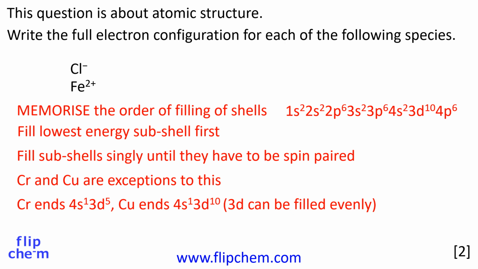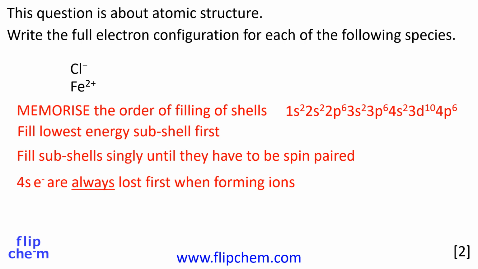You have to know the order of filling of electron shells, 1s2, 2s2, 2p6, etc. Fill the lowest energy subshell first and fill subshells singly until they have to be spin paired. Chromium and copper are exceptions to this rule. Chromium ends in 4s1 3d5 and copper ends in 4s1 3d10, where the 3d subshell can be filled evenly.